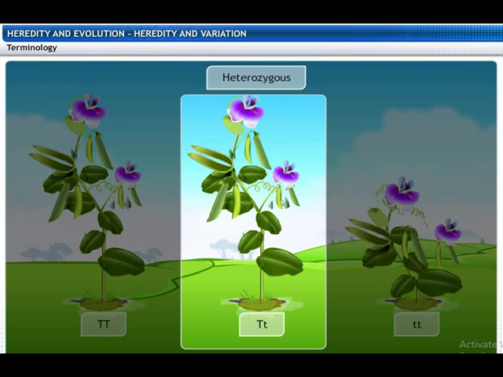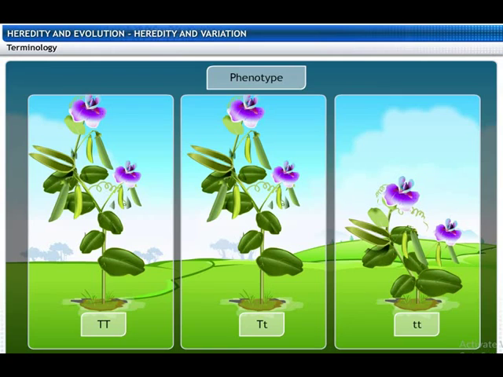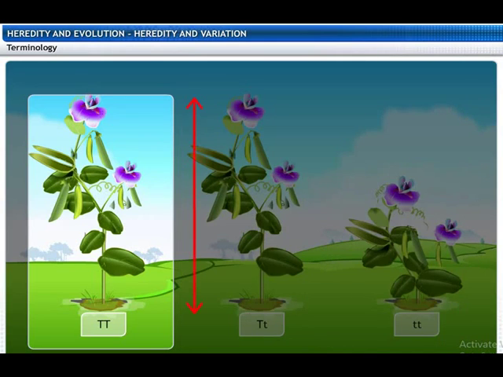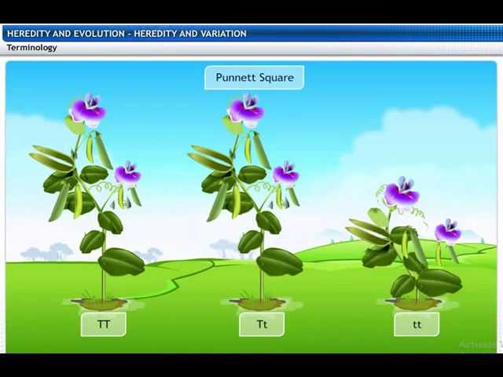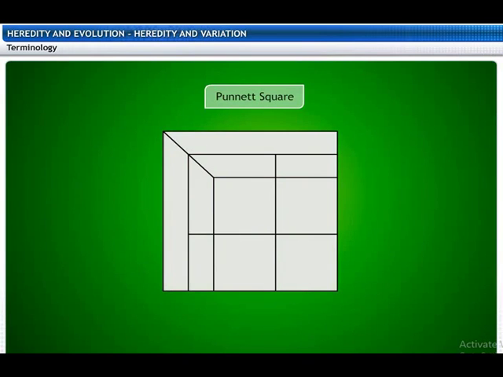Yet another important term is phenotype. Phenotype is the physical appearance resulting from a genotype. For example, if a particular plant is tall, it is the tall phenotype. Punnett square helps to predict the possible genotypes and phenotypes of offspring. Let's see how to make a Punnett square.